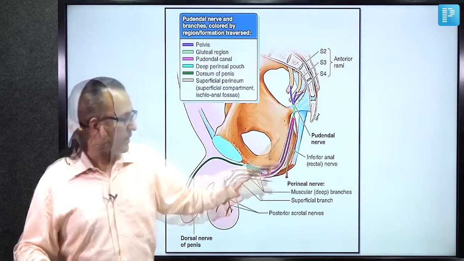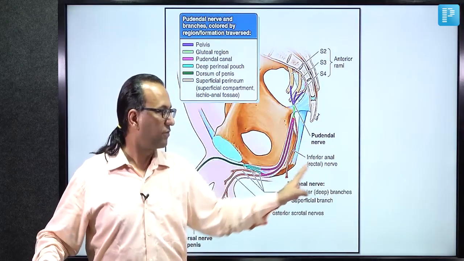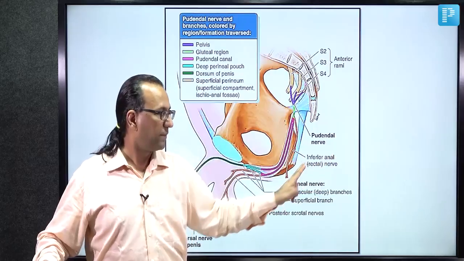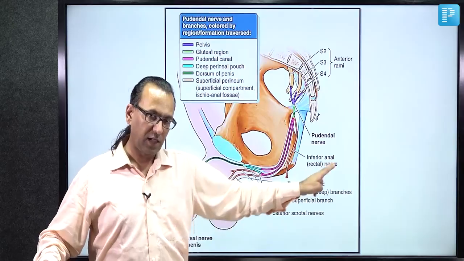Pudendal nerve there will be giving a branch which is called the inferior rectal nerve, which is the content of the ischiorectal fossa, coming from the lateral wall of the ischiorectal fossa towards the rectum and the anal canal. This is the one which carries the pain of the external hemorrhoids.